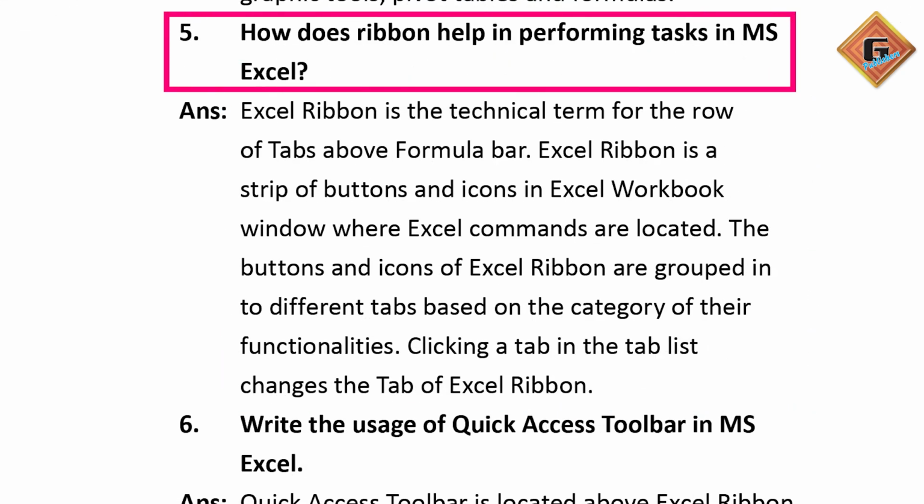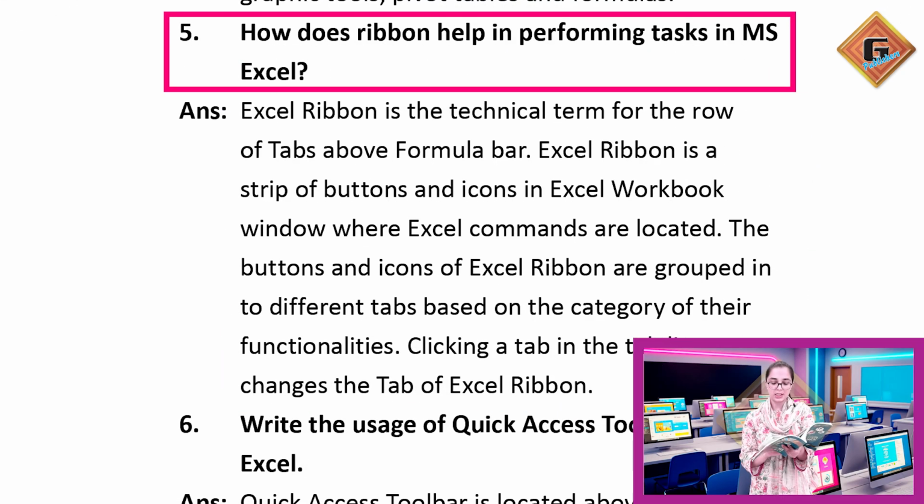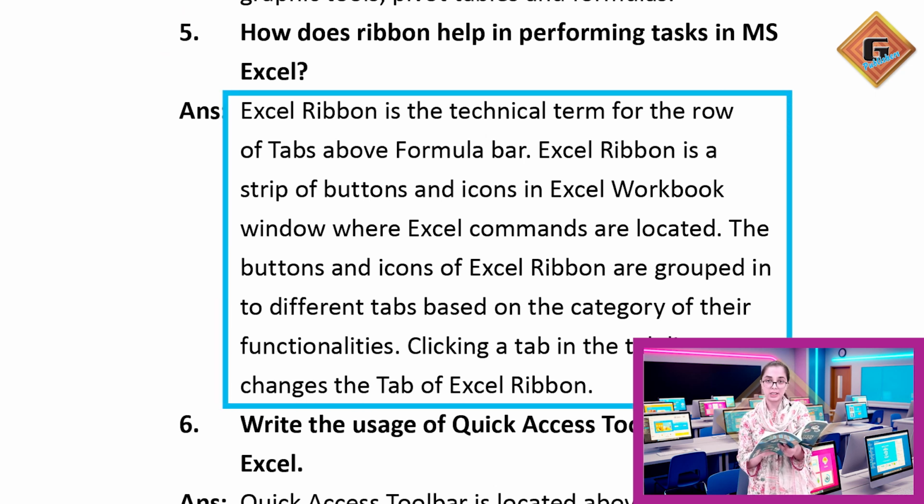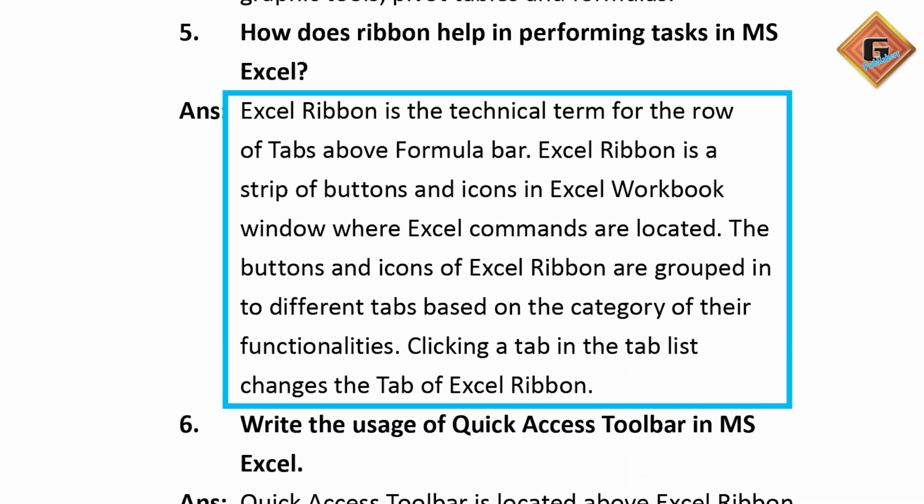Fifth question is how does ribbon help in performing tasks in Microsoft Excel, and the answer is Excel ribbon is a technical term for the row of tabs above formula bar. Excel ribbon is a strip of buttons and icons in Excel workbook window where Excel commands are located. The buttons and icons of Excel ribbon are grouped in different tabs based on the category of their functionalities. Clicking a tab in the tab list changes the tab of Excel ribbon.